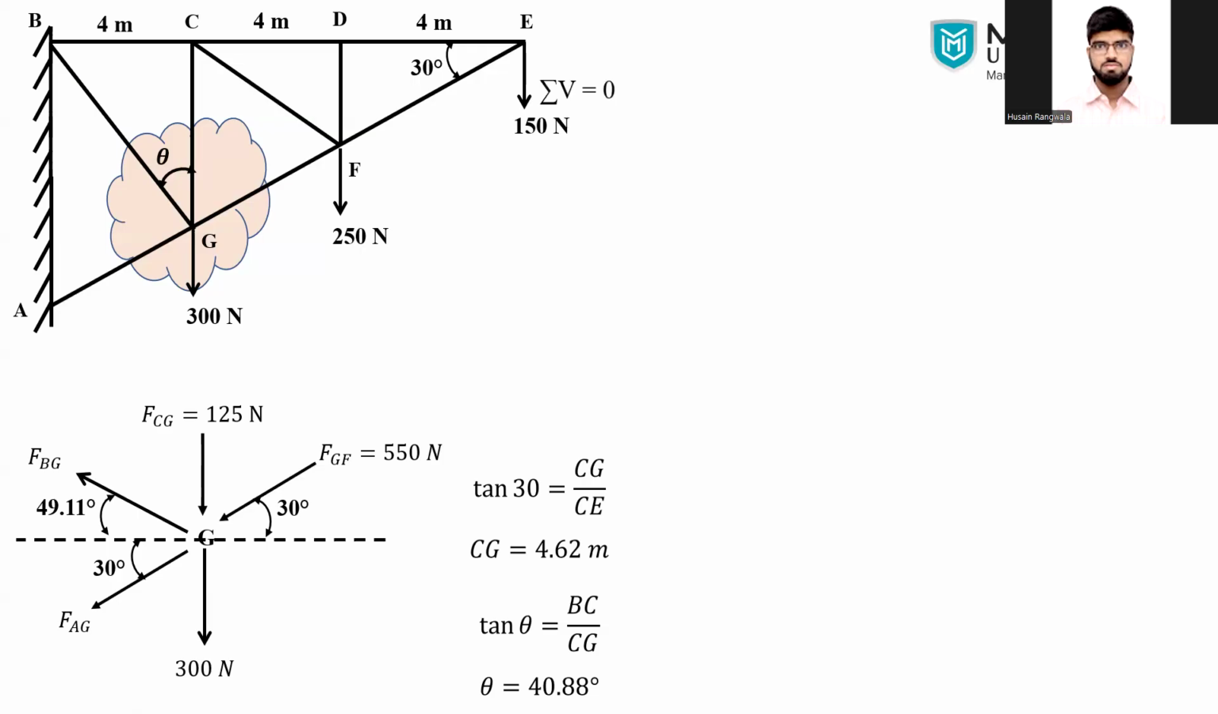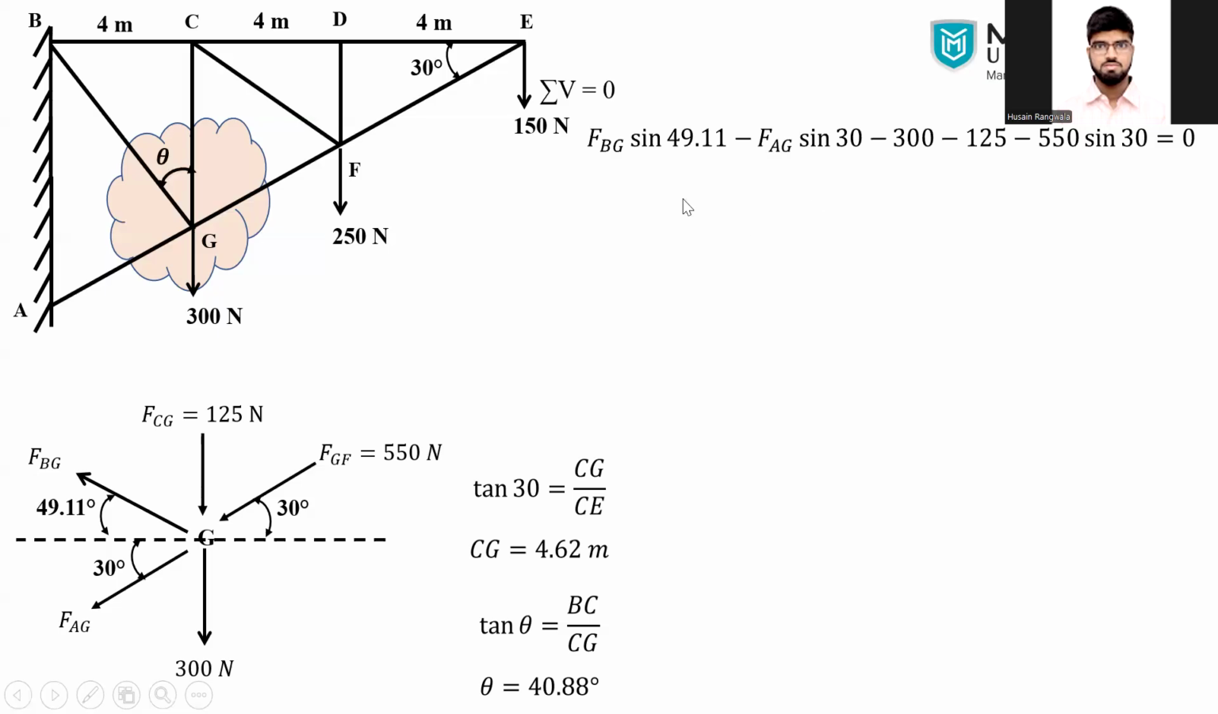Now last we have to apply the condition equilibrium equations in this joint. Sigma V equal to 0. So you can see the number of forces over here. FBG sin 49.11 is positive, it's going upward. Remaining all forces are downward: there is FAG sin 30, 125, and FGF, there is a 500 sin 30.